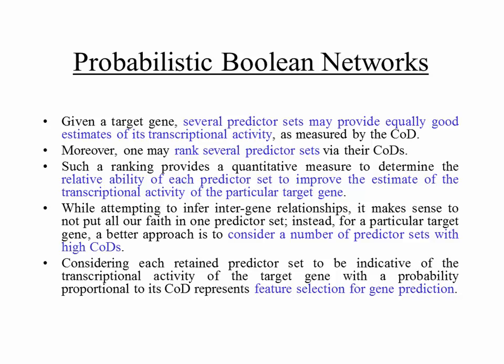And I don't want to put all my faith in one predictor set, right? So then I can say that the activity will update according to the first predictor set with a certain probability, second predictor set with a certain probability and so on, right? And it would make intuitive sense to do the update in the ratio of the CODs, because the COD is measuring the goodness of a given predictor set. It is telling you how good that predictor set is for predicting that particular target. So that's the key idea of the probabilistic Boolean network.